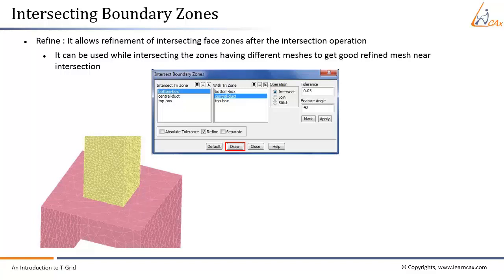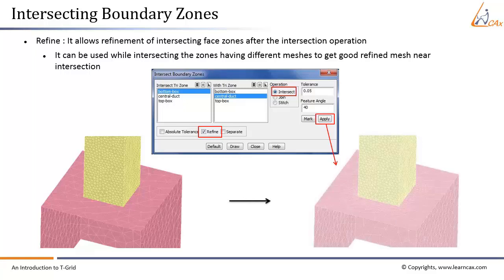Next, as you see, the two surfaces are crossing into each other. But here also, they don't have any connection at nodes or at edges. Hence, to bring about intersection and to refine the mesh near intersection, we have used intersect option along with refine sub option. As an output, you will get central duct attached with outer duct. But this time, the mesh of the outer duct is refined near intersection area.